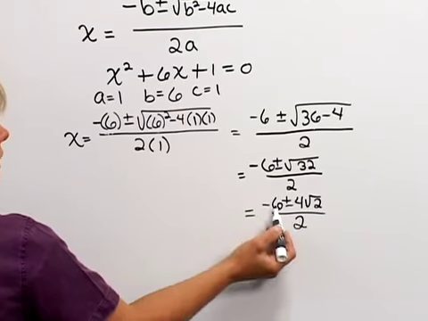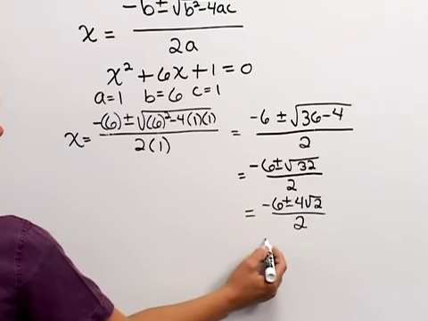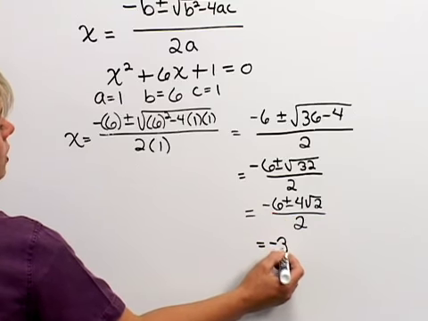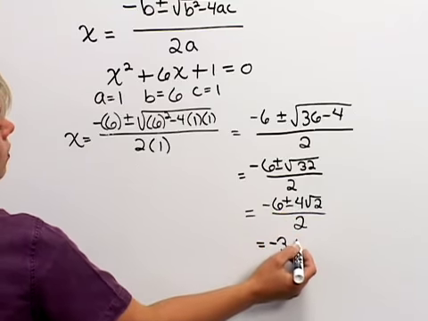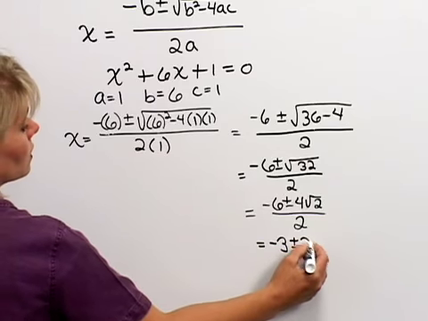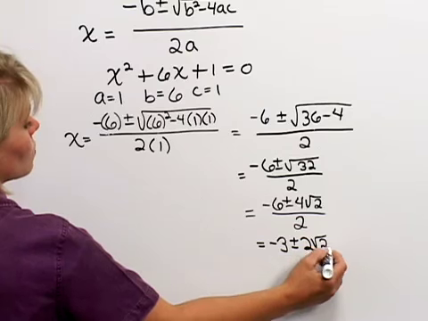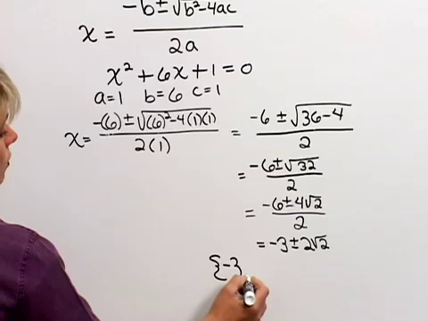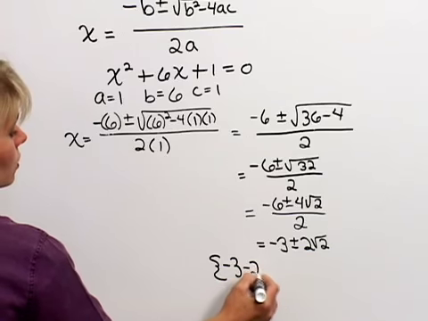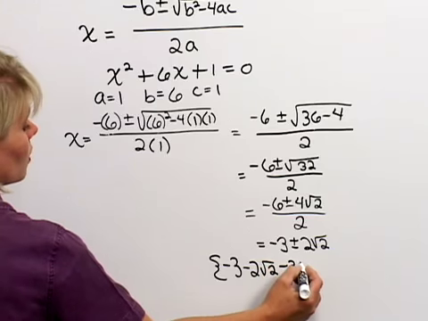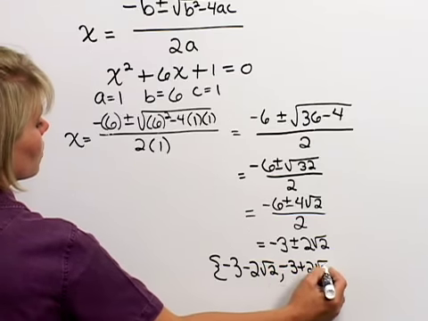Now notice your 2 actually divides into both these terms, so we need to reduce. 2 goes into the negative 6 negative 3 times, and into the 4 twice. So it's negative 3 plus or minus 2 square root of 2. We would write our solution set as negative 3 minus 2 square root of 2, or negative 3 plus 2 square root of 2.